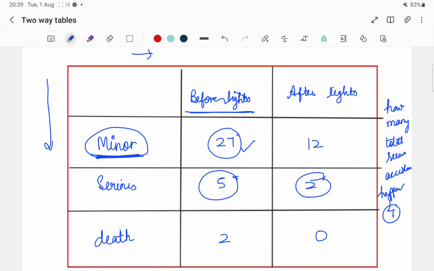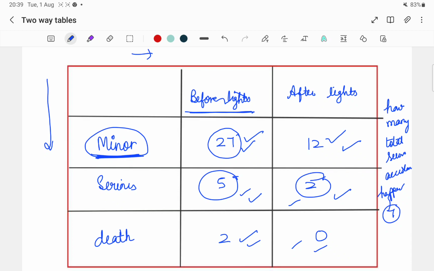Next question can be how many accidents in total were there. So these all are the accidents, before lights or after lights, but they all are accidents. So we can count all of them together: 27 plus 12 plus 5 plus 2 plus 2 plus 0. It will give me the total number of accidents.